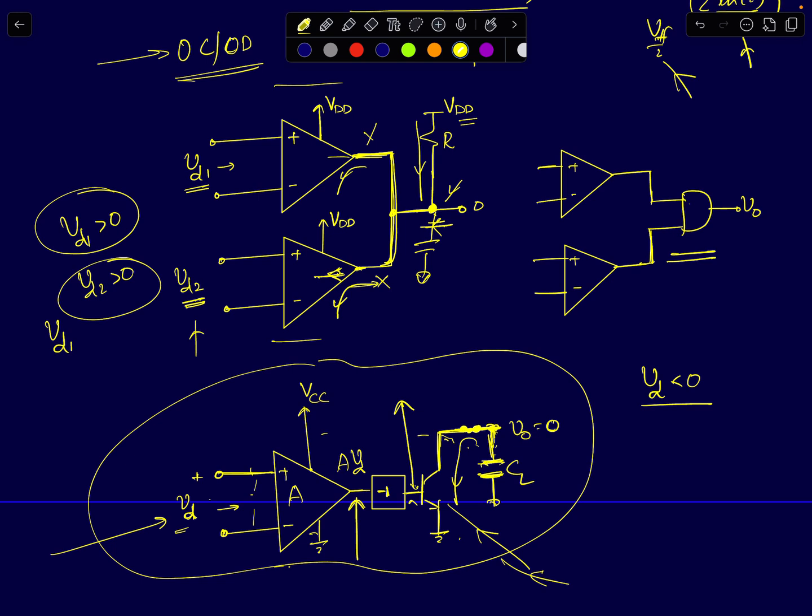So if both the conditions are satisfied, if both VD1 is greater than 0 and VD2 is greater than 0, then only then the output will go logic high. So if both are true, then your output is true. So that's an AND gate. So if I short circuit the output of two open collector or open drain output based comparators, I realize a logical AND operation.